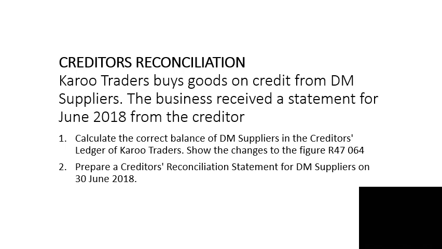Now, the question reads: Carol Traders buys goods on credit from DM Suppliers. The business received a statement for June 2018 from the creditor. We are required to calculate the balance of DM Suppliers in the creditors ledger of Carol Traders, showing the changes to the figure 47,064. We are also expected to prepare a creditors reconciliation statement for DM Suppliers on 30 June 2018.